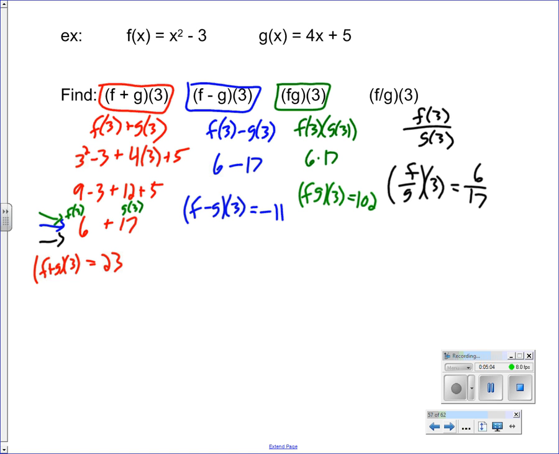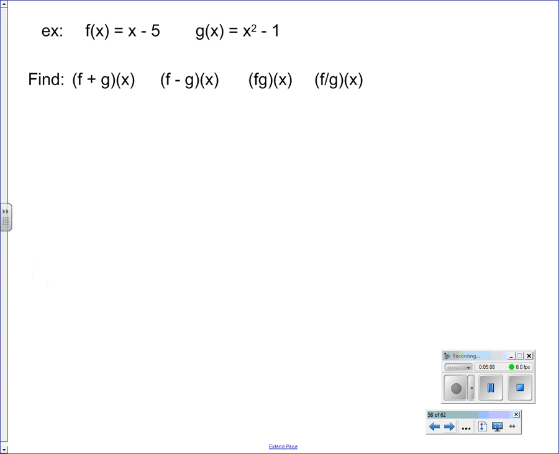On the next slide, what we're going to do is actually write the rule. So write a new rule for a function given two functions, combining them and writing a new rule. The idea is still pretty much the same, except now we're just working with the general form of the function and not actually evaluating it at a particular input. So first one is our sum. We're going to be adding f of x to g of x.